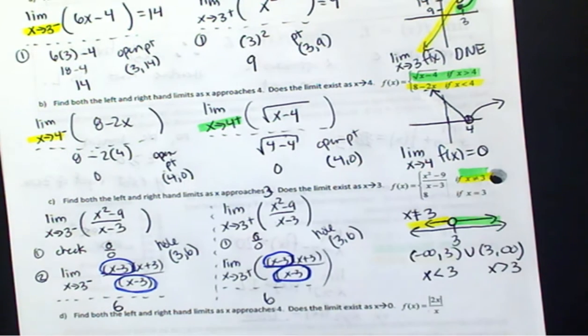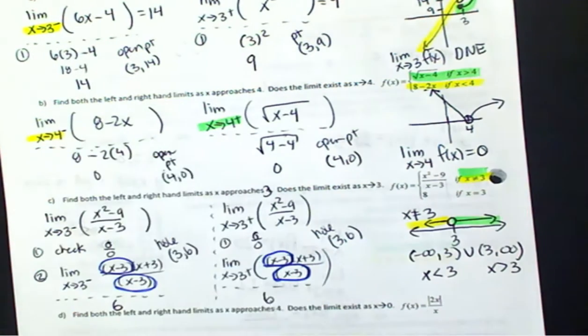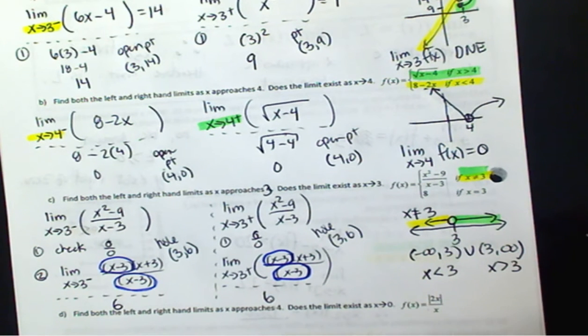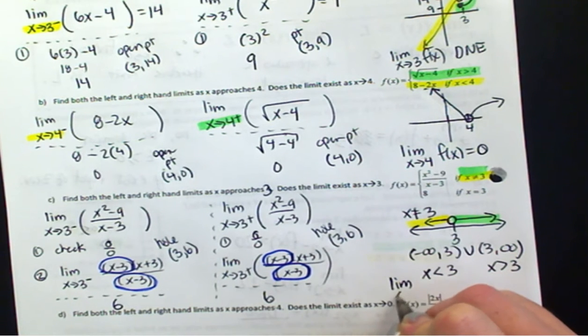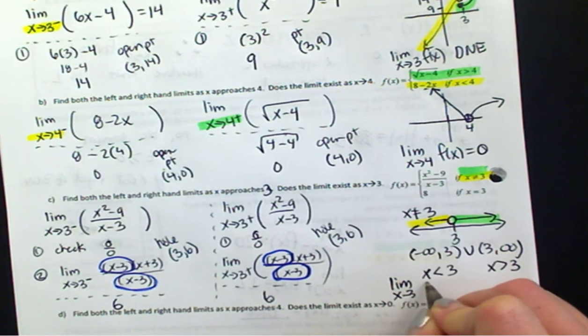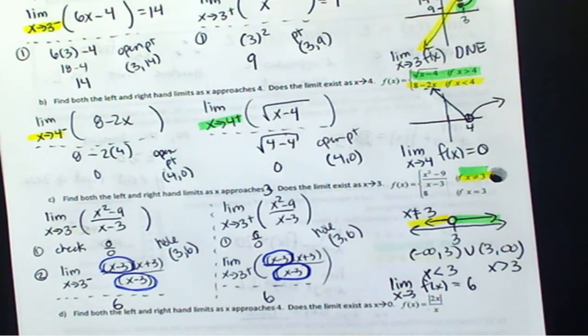Would you actually need to show me that twice? No. Maybe you have a little note over here that this is the left and the right, which is why you're only going to do it once. That's fine. Okay, so does the limit exist? Yes. The limit as x approaches 3 equals 6.